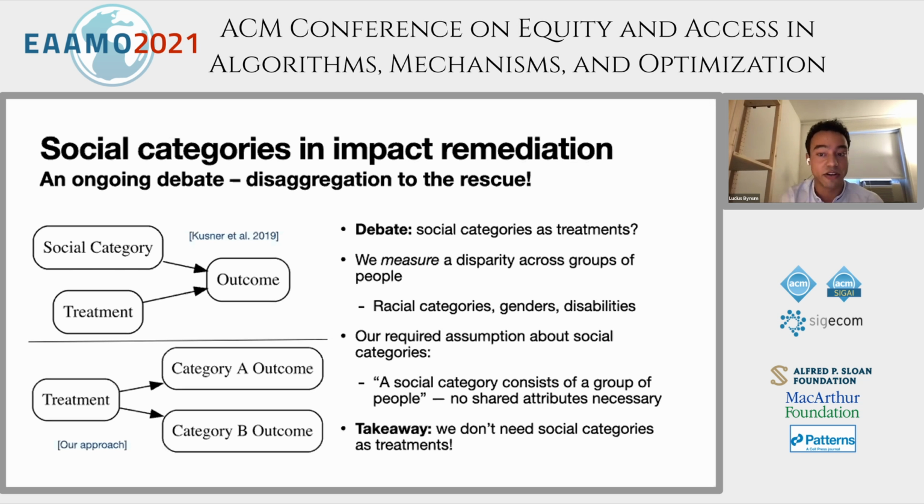So the approach we've taken in impact remediation is to relax our required modeling assumptions to the point where we're able to avoid many of the difficulties of thinking about social categories as treatments. For impact remediation, we measure a disparity across groups of people, and that can be racial categories, genders, disabilities, or really any criteria, social category or not. We do still need to think deeply about how we're categorizing because we won't see what we don't measure. But now we don't have to worry about social categories as treatments. We have our corresponding graphical model on the bottom here, where instead of having the social category as one of the treatments, we've now disaggregated our outcome across the different groups of interest. And here I've just written arbitrary groups A and B as an example.